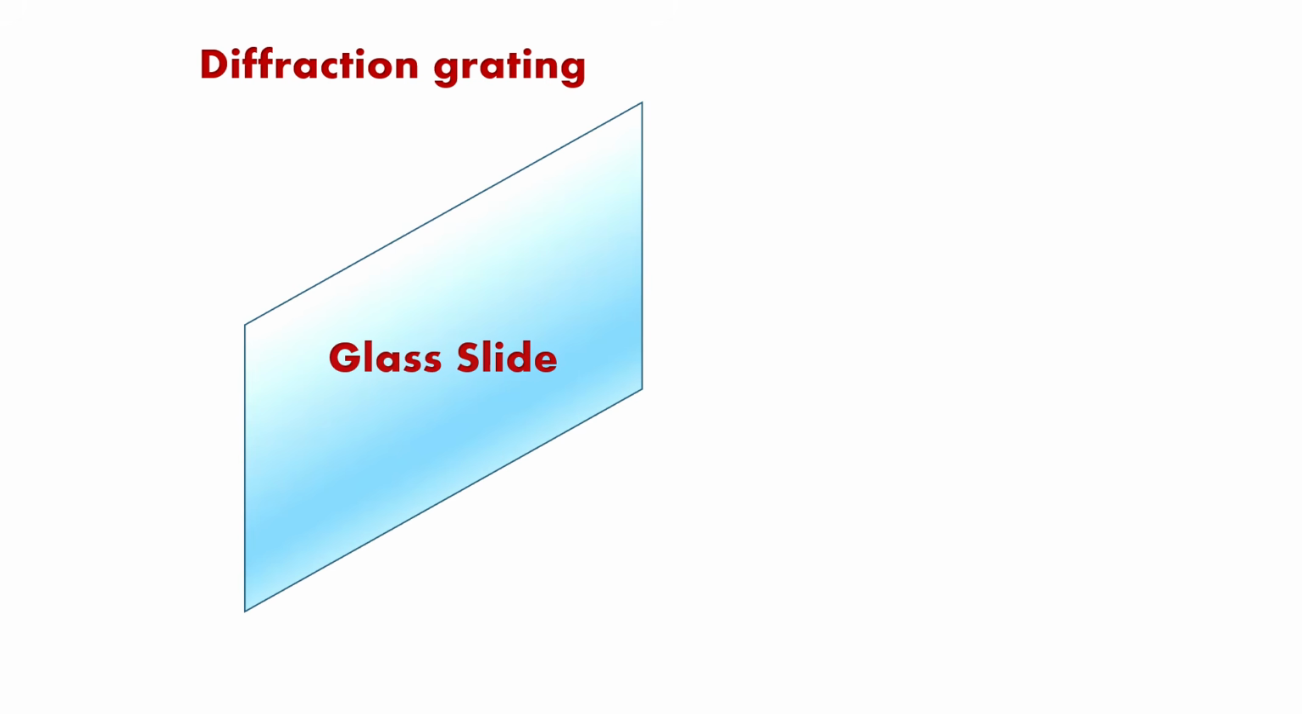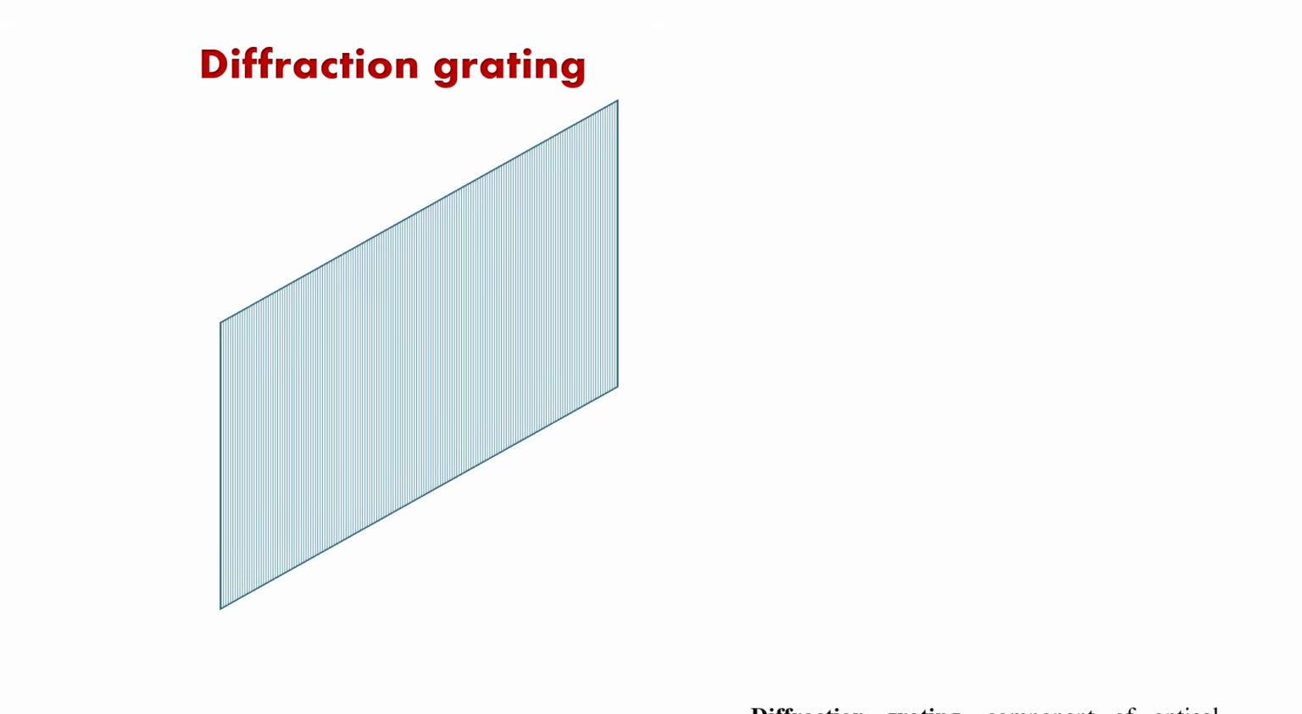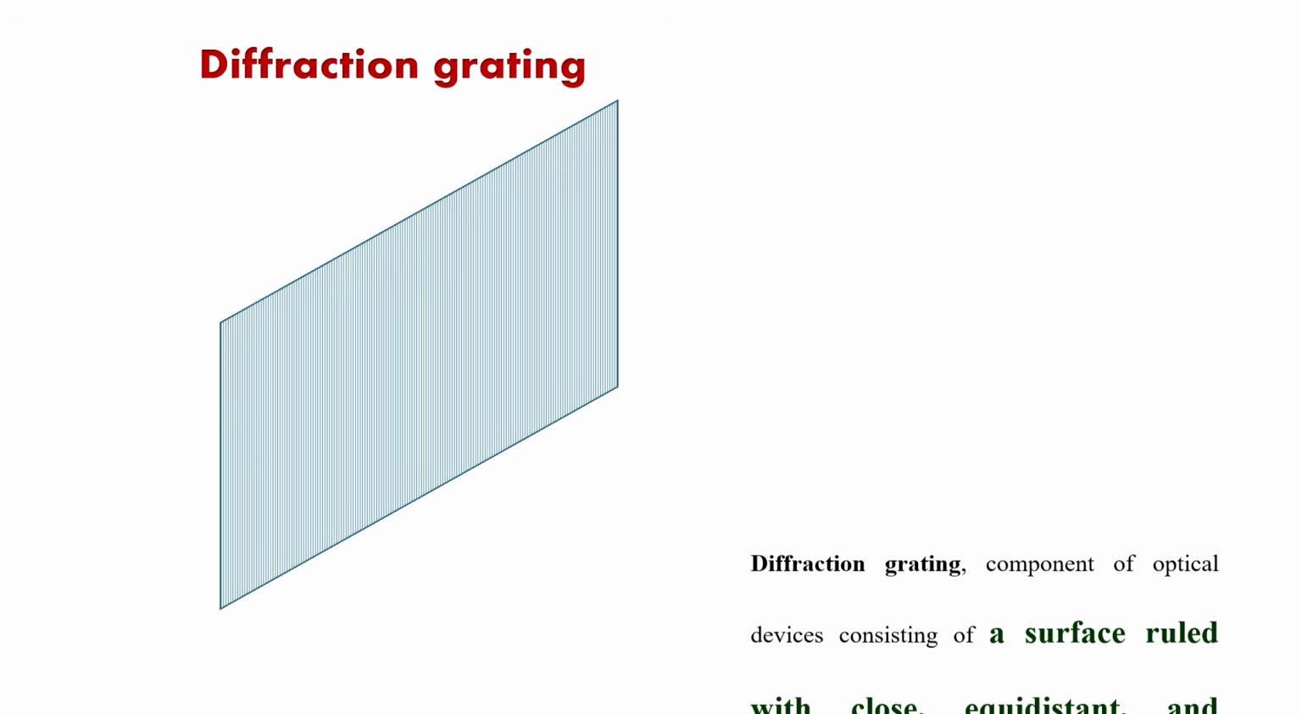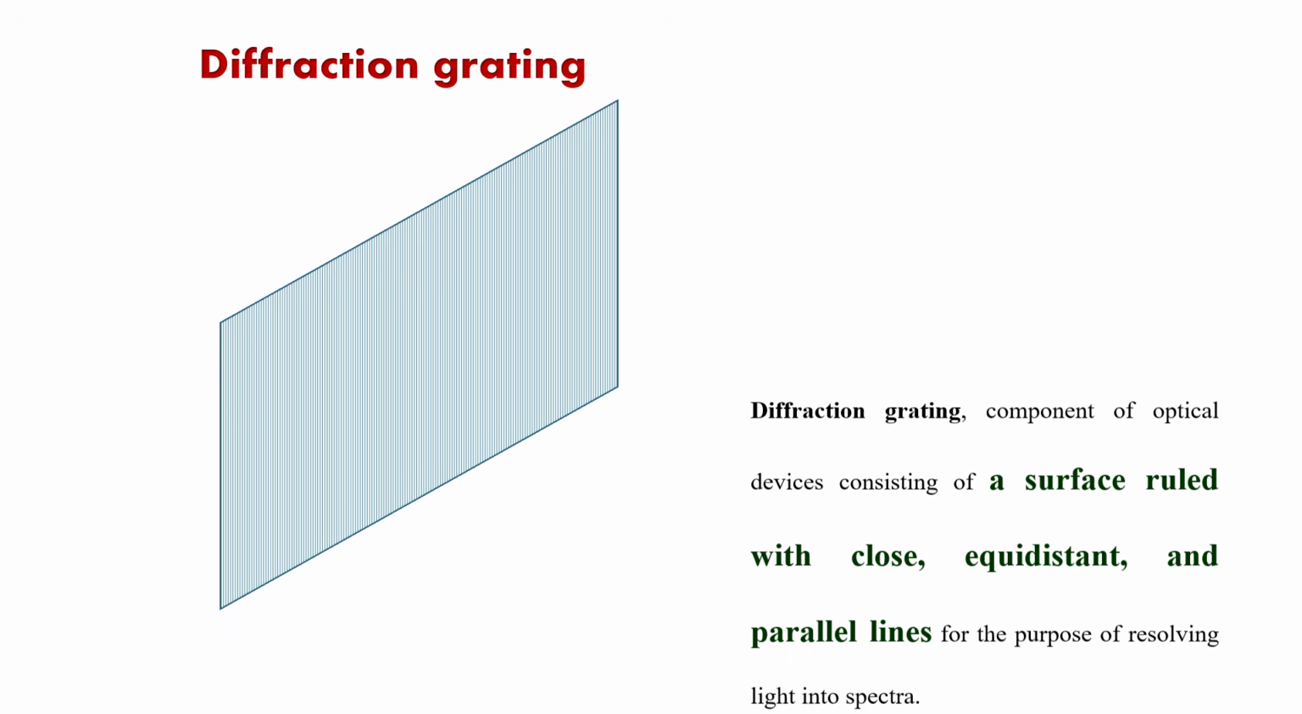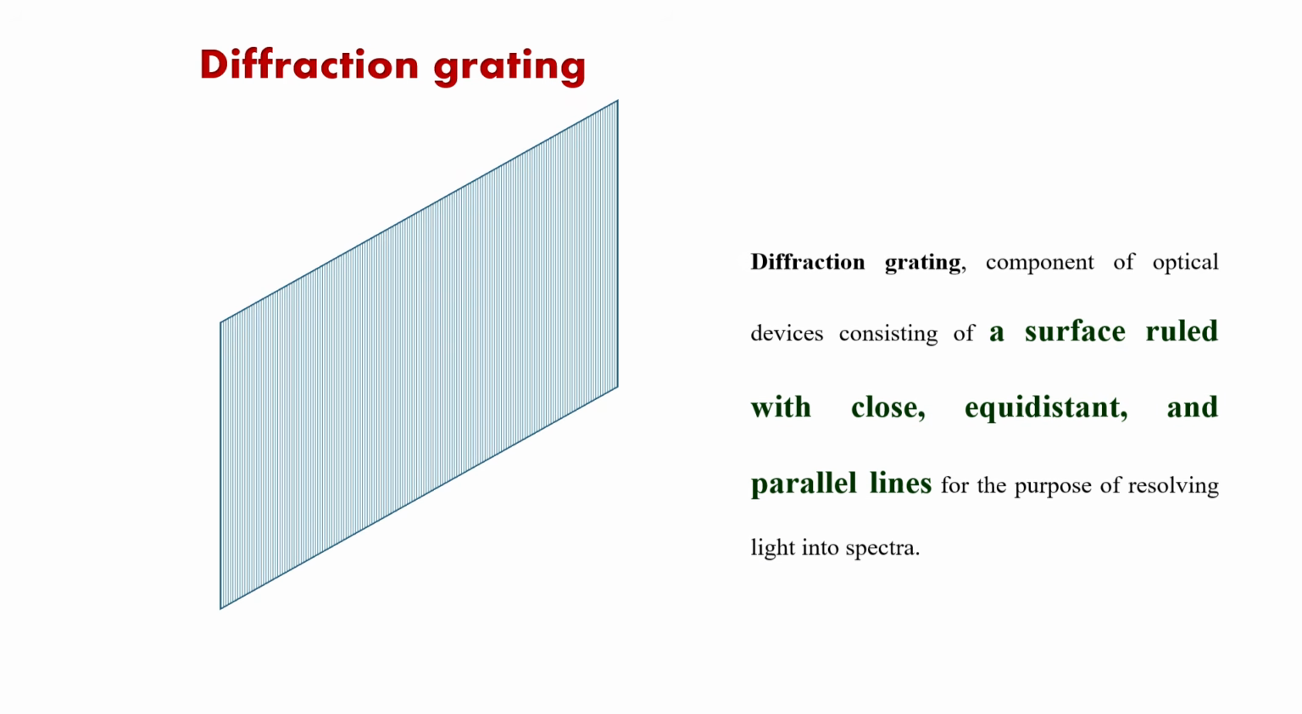To generate a diffraction pattern, obstacles with small dimensions are required. For practical applications, a special tool known as a diffraction grating is used to generate the diffraction pattern. What is a diffraction grating? It is simply a glass plate. On that glass plate, certain scratches are made with the help of a diamond cutter. The scratches made are very fine, equidistant, and parallel to each other. So we can say a diffraction grating is a component of optical devices, consisting of a surface ruled with close, equidistant, and parallel lines for the purpose of resolving light into spectra.